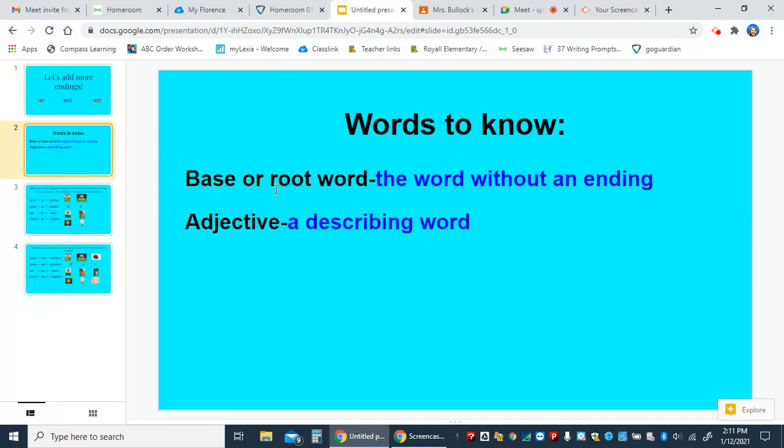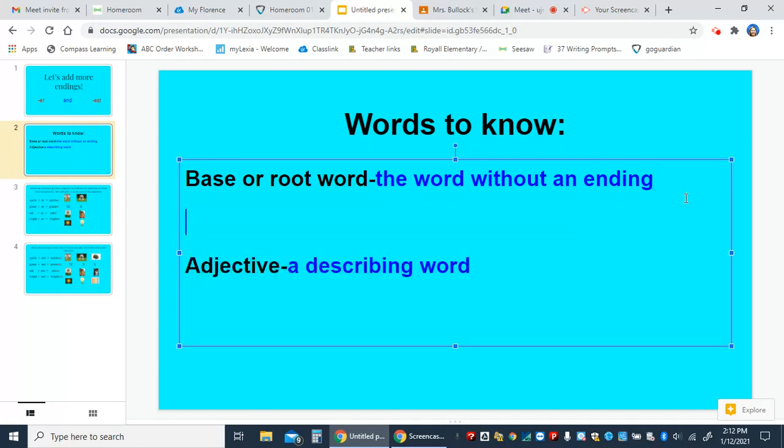We're going to review some words, and I want you to think about the base or the root word. Remember, we said it could be called either. That is the word without an ending. Maybe I have the word fast. It does not have an ending added to it. So fast is the root or the base word. When I add my ending ER, I get the word faster. If I were to add the ending EST, I get the word fastest.